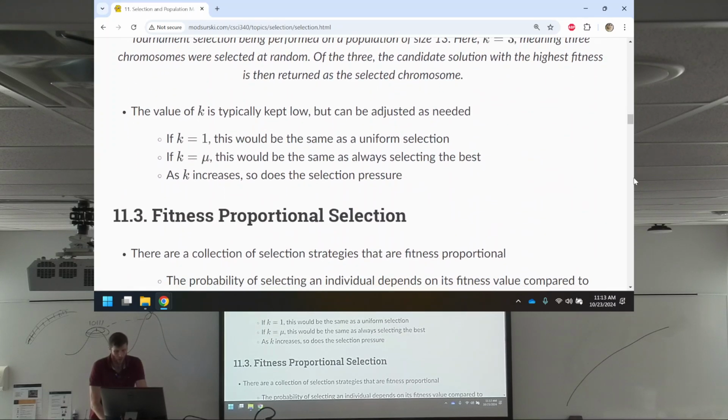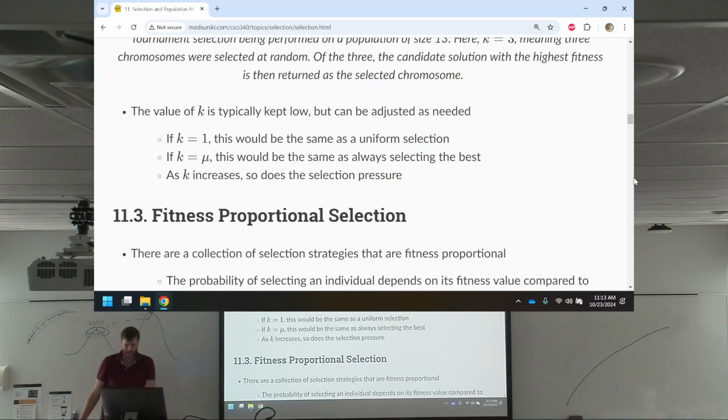All right. The value of k is typically kept low, but can be adjusted as needed. K is 1, that's uniform. K is mu, that would always select the best. As k increases, so does the selection pressure. Cool.